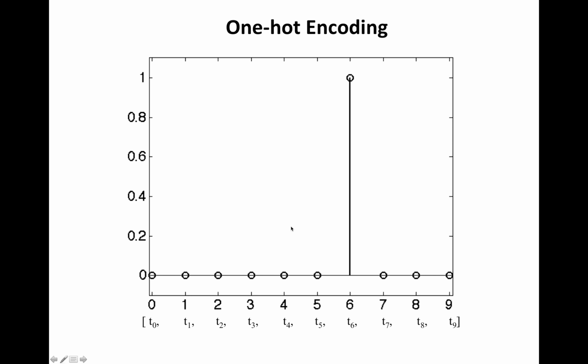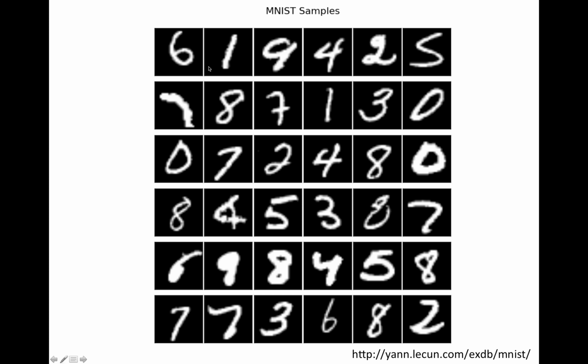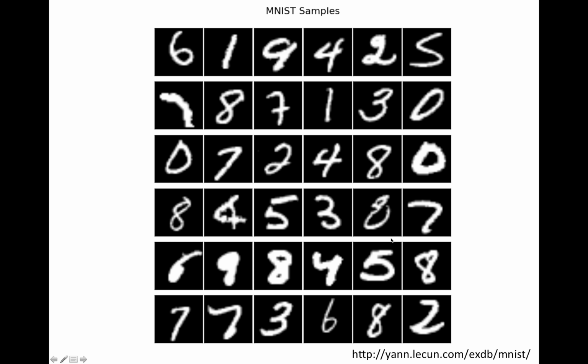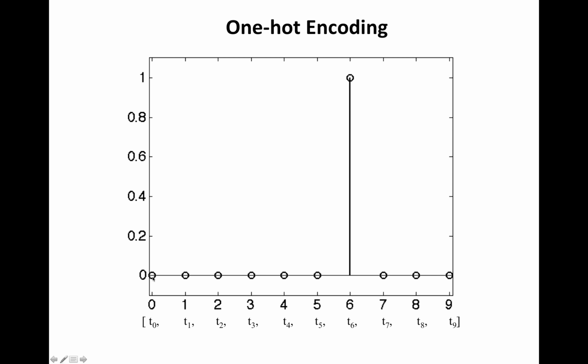Right? And then for the second input image, it's going to be 1, right? So the one-hot encoding vector is going to have a value of 1 for the first element. This element is going to have a value of 1, and every other element is going to have a value of 0, right? And for this particular image, the label is supposed to be 0, right? So the 0th element of this one-hot encoding vector is going to have a value of 1, and every other element is going to have a value of 0. So this is called one-hot encoding.